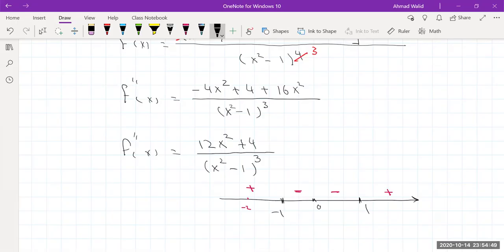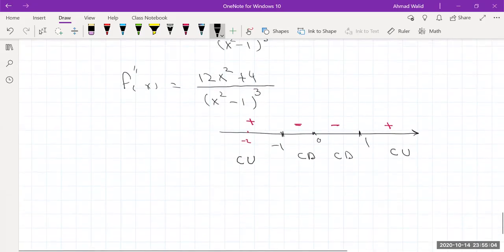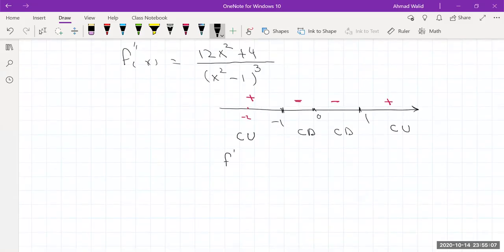Okay, now what does it mean? Wherever you have positive, concave up. Negative, concave down. Positive, concave up. Why do I know this? Because when f double prime of x is greater than 0, I have concave up. When f double prime of x is less than 0, I have concave down. And here f double prime of x is greater than 0, I have concave up. Correct?